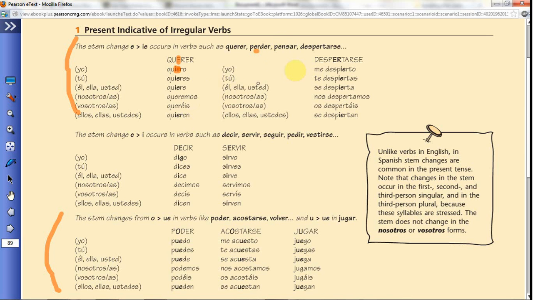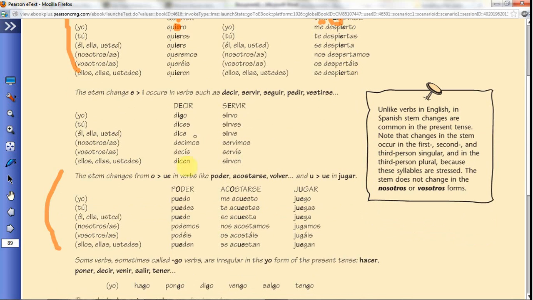Okay. Despertarse, this is something we're going to look at, a reflexive verb we're going to look at in the next video, but it also has that irregularity. Here you have actually two E's, so make sure that you make this one go through that stem change, E to IE. So these are verbs that also have one vowel become two, O becomes UE. Poder, puedo, puedes, puede, pueden. Okay, and we see the same changes everywhere except nosotros, vosotros.